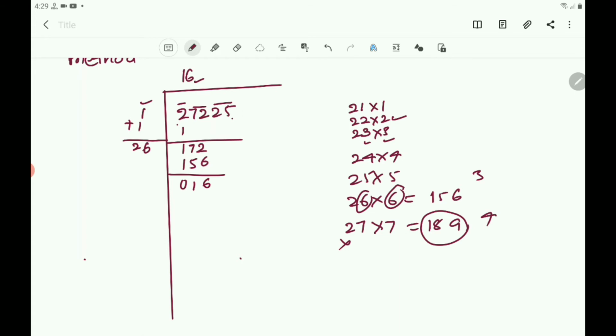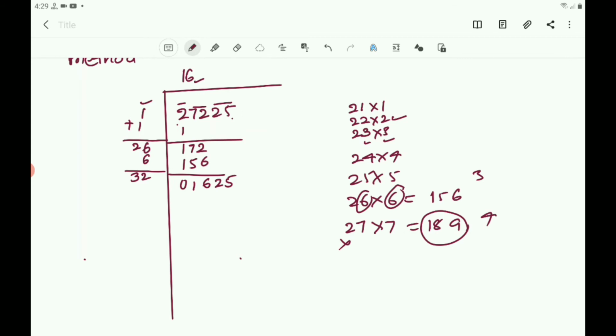Then you take the next group. Take the numbers under the next bar. Completely you take 25 down. So you got 1625. Now here you add 6. 26 plus 6 is 32. That becomes 32.